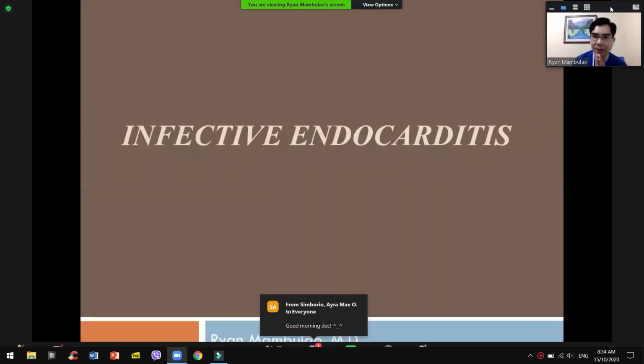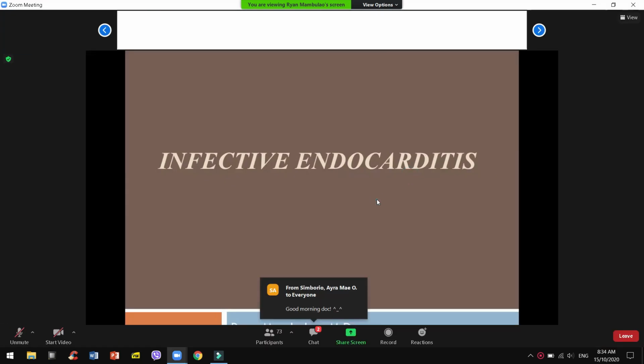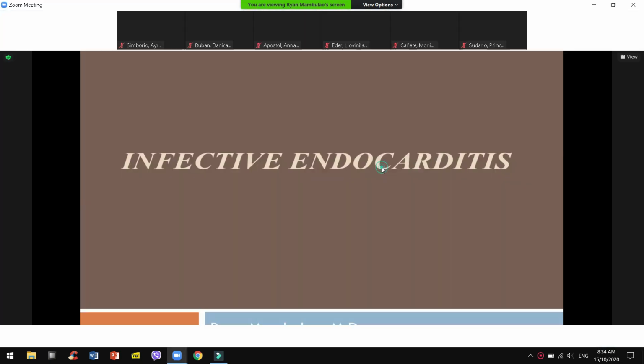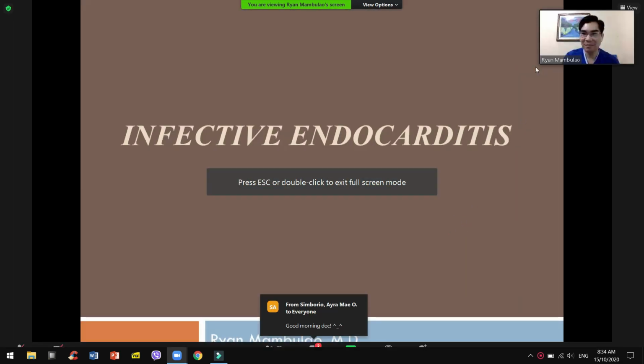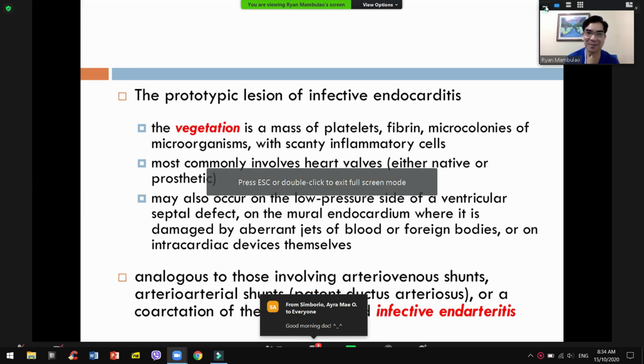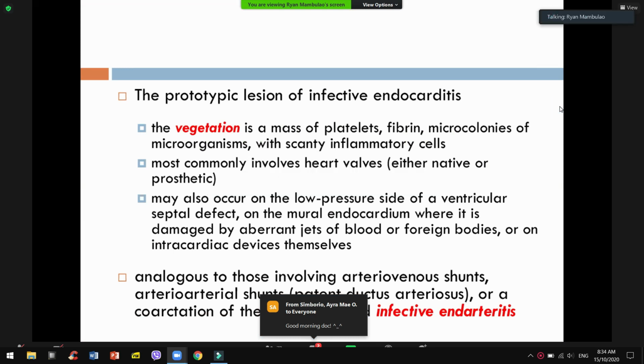Start tayo. So, our topic today is about infective endocarditis. Okay? Kahit parang mahaba yung chapter sa book, pero sa exam baka mga tatlong questions lang. So, bilisan natin. Infective endocarditis is infection of the, it involves the myocardium. Ang prototype na lesion niya is vegetation.